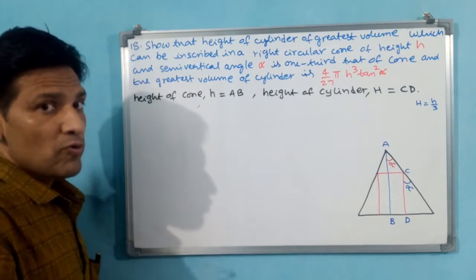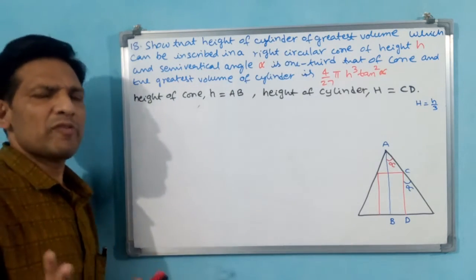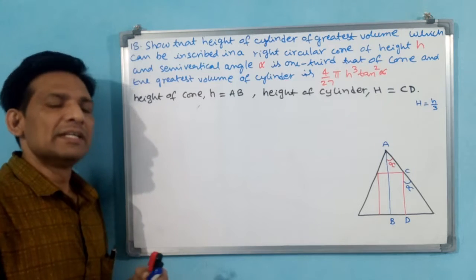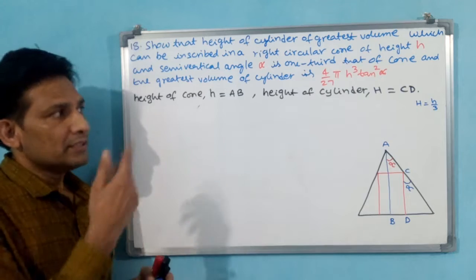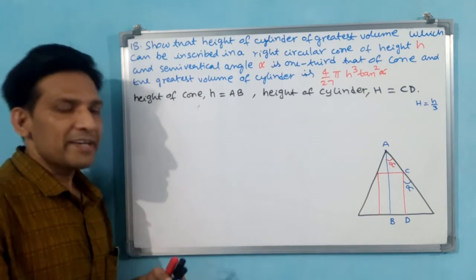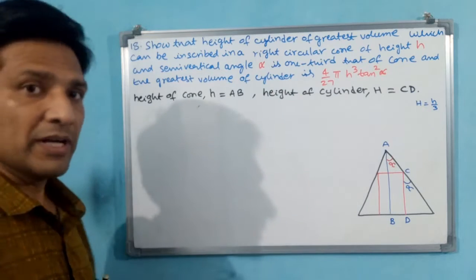How to prove? Based on maximum value we have to take. Greatest value means maximum value. That means we find the volume, differentiate it, equate it to zero, then differentiate a second time. The second derivative should come less than 0, then only it is a maximum. That should be done.